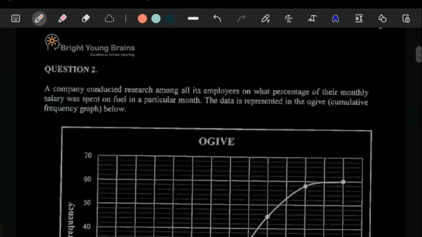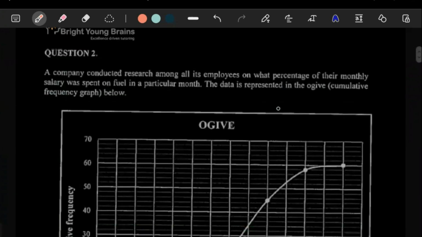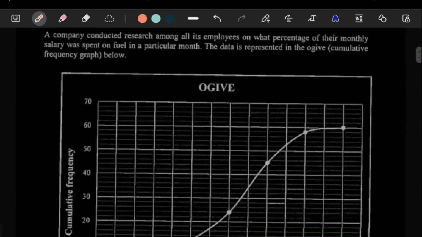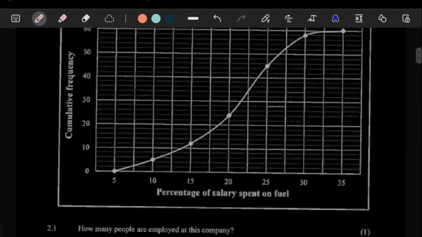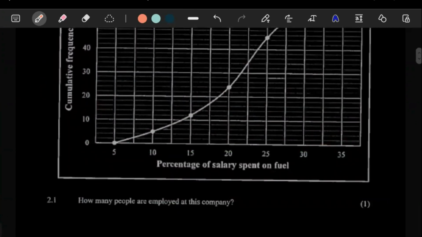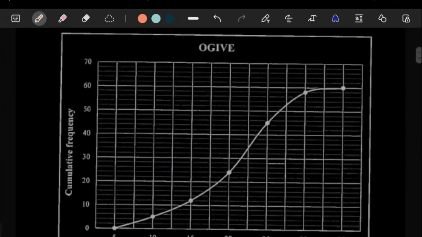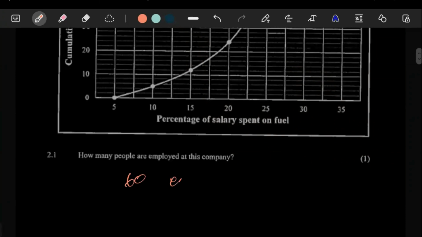Number 2 says, a company conducted research among all its employees on what percentage of their monthly salary was spent on fuel in a particular month. The data is represented in the cumulative frequency graph below. And then it says here, how many people are employed at this company? So let's see here. The cumulative frequency starts at 0, right? It goes all the way to 60. So 60 employees. And that's just 1 mark, so that's fine.